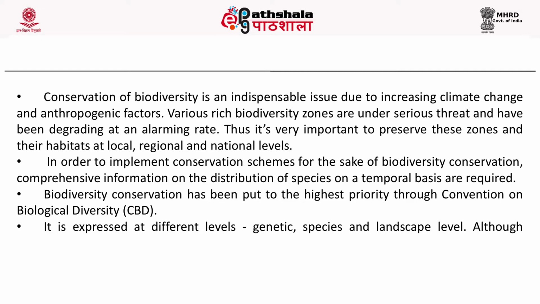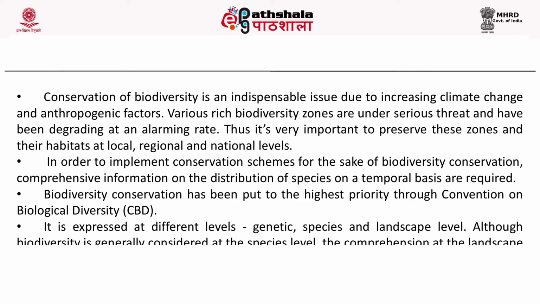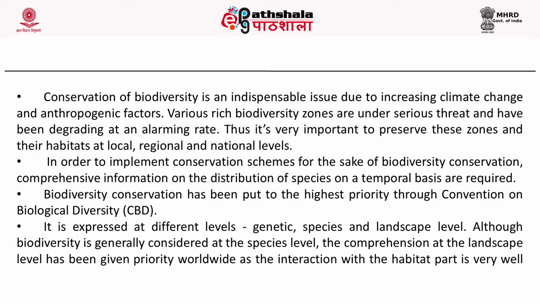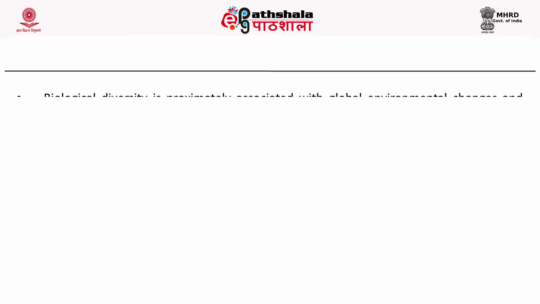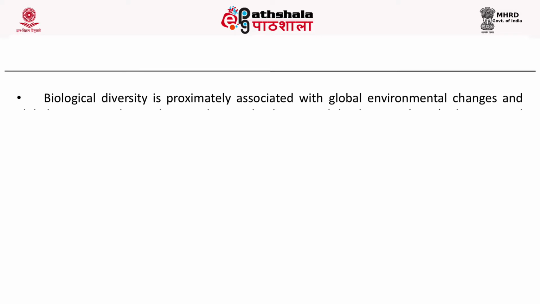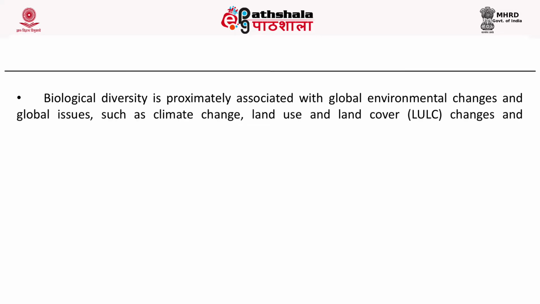Biodiversity conservation has been given the highest priority through the Convention on Biological Diversity. It is expressed at different levels: genetic, species and landscape level. Although biodiversity is generally considered at the species level, comprehension at the landscape level has been given priority worldwide, as the interaction with the habitat is very well understood in the latter. Biological diversity is proximately associated with global environmental changes and global issues such as climate change, land use and land cover changes and sustainable development.